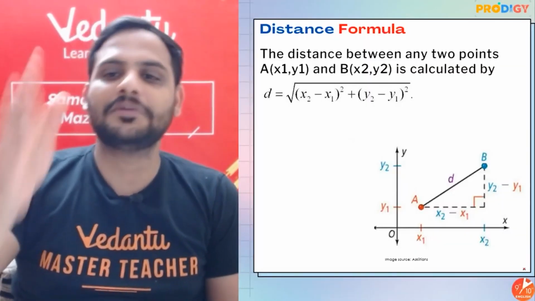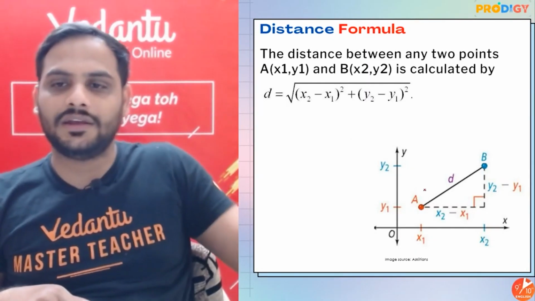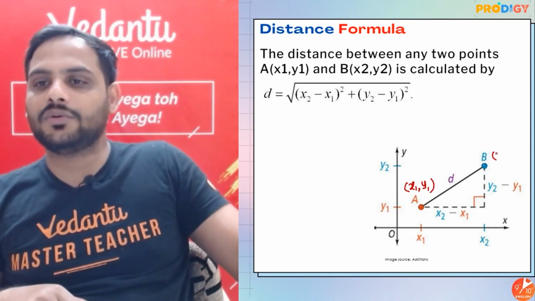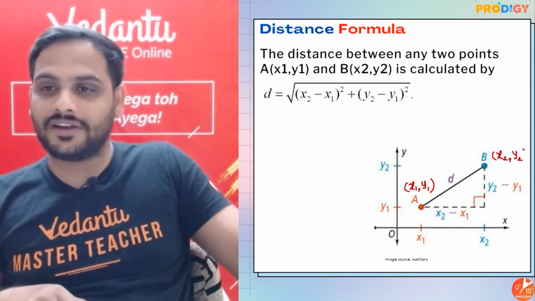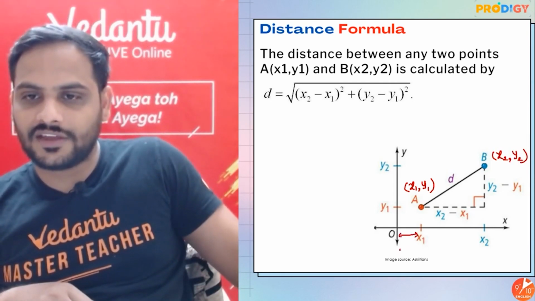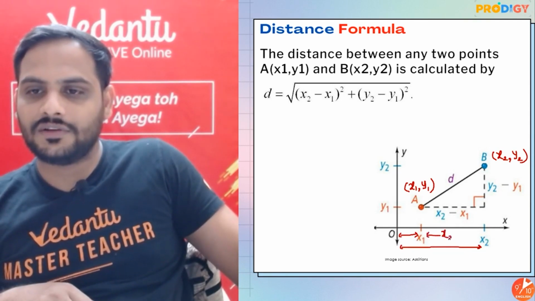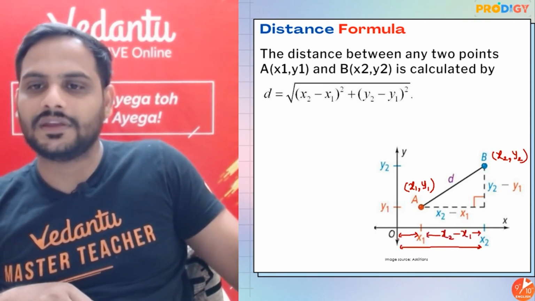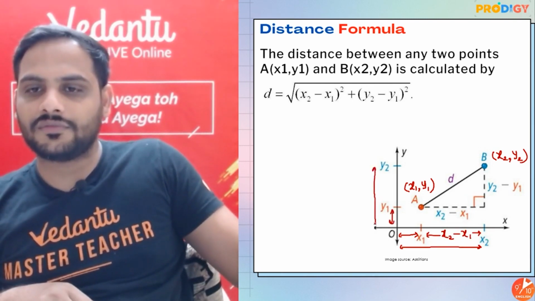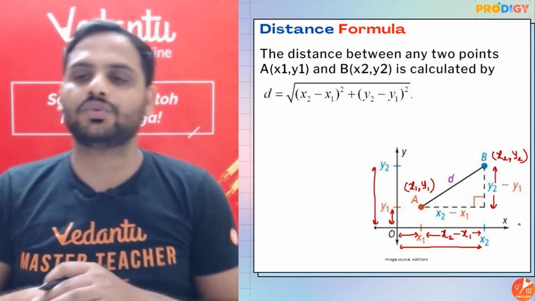Okay guys, now coming to the point of distance formula. Suppose I have a point A whose coordinate is, let's say, x1 comma y1, and a point B whose coordinate is, let's say, x2 comma y2. From here to here the distance is x1 and from here to here the distance is x2, so this remaining distance will be x2 minus x1. Similarly, from here to here the distance is y1, from here to here the distance is y2, so obviously this distance is going to be y2 minus y1.